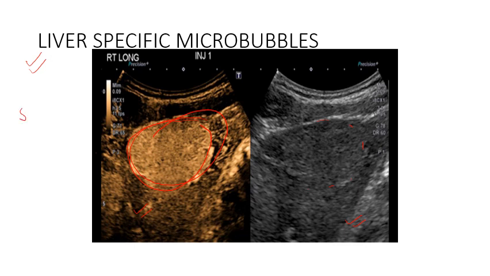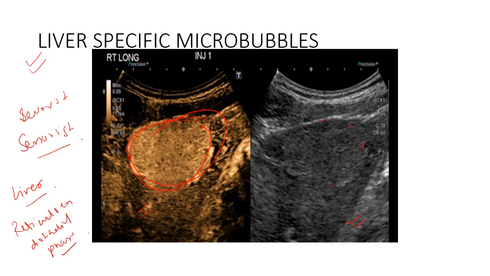The liver specific microbubbles which we use are like Levovist and Sonovist. They are basically liver specific microbubbles. They collect in the liver in the reticuloendothelial phase. Very important liver specific microbubbles when we are getting a contrast, whenever we have a mass which is isoechoic to the liver and we are not able to delineate the anatomy well, we give the contrast and then we are able to assess the anatomy. So this is all about the second part of microbubble contrast agent.